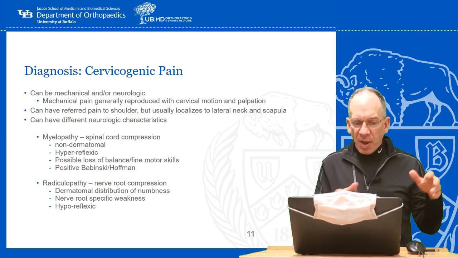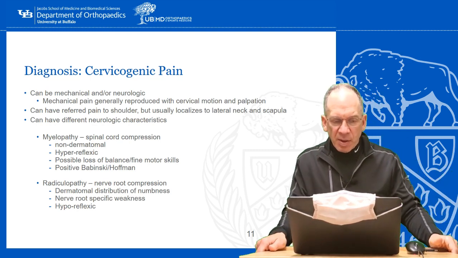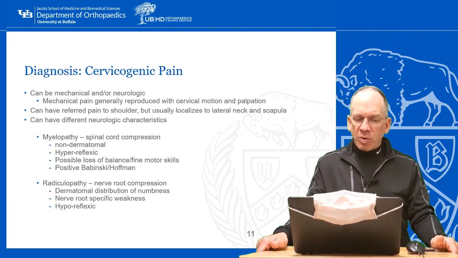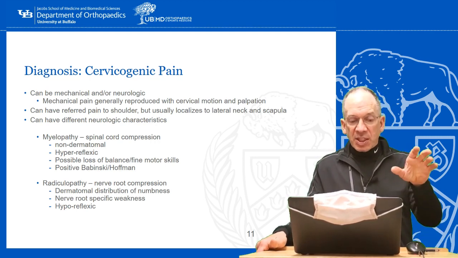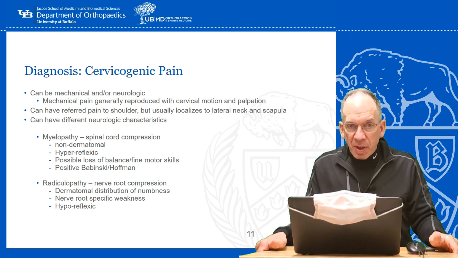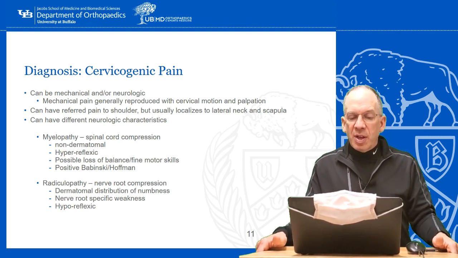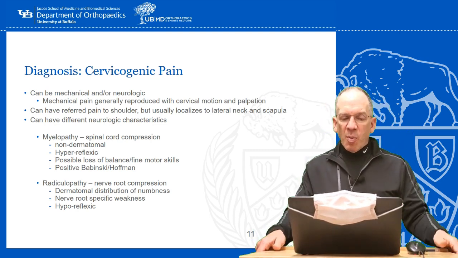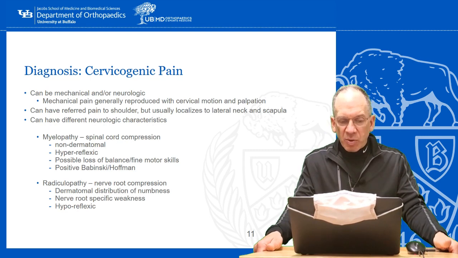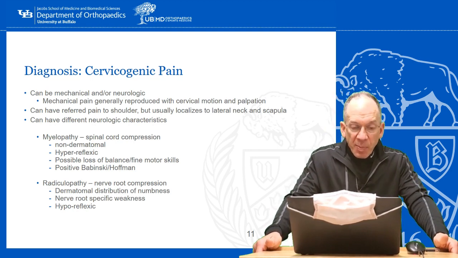And this gets into the same myelopathy versus radiculopathy that I talked about in the back pain lecture, or we'll talk about it if you haven't watched it yet. And this is an important testable concept. Myelopathy is caused by spinal cord compression. In the case of the neck, usually by something, often a disc, pressing on the spinal cord. It's non-dermatomal. It's not a nerve root. It's the spinal cord. These patients tend to be hyperreflexic.